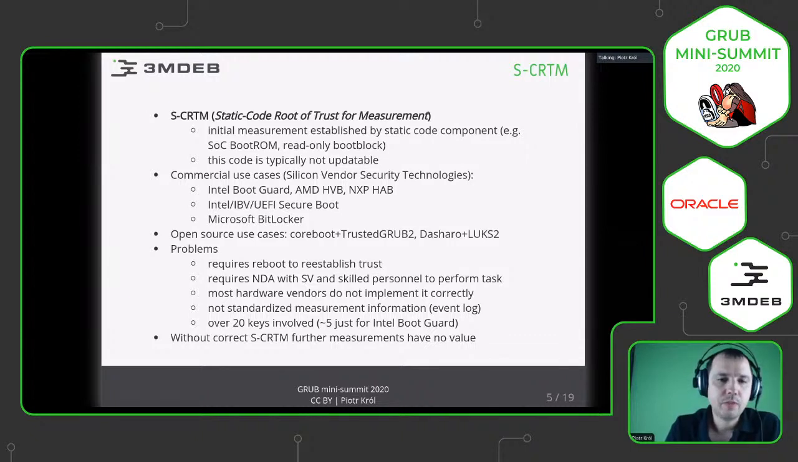There are even some public bugs related to SCRTM. The measurements which this kind of configuration causes and drops in the event log are not standardized. Sometimes we're just getting garbage, which is hard to read. So most major vendors, which I will show on the slides, do not implement that correctly. From the SafeBoot website, you can read that there are over 20 keys involved in platform security, of which around five are related to Intel BootGuard. So we see how big the complexity is related to SCRTM provisioning, maintaining, and then using. And of course, without correct SCRTM, so this first measurement, all the measurements which are delivered further do not have much value.